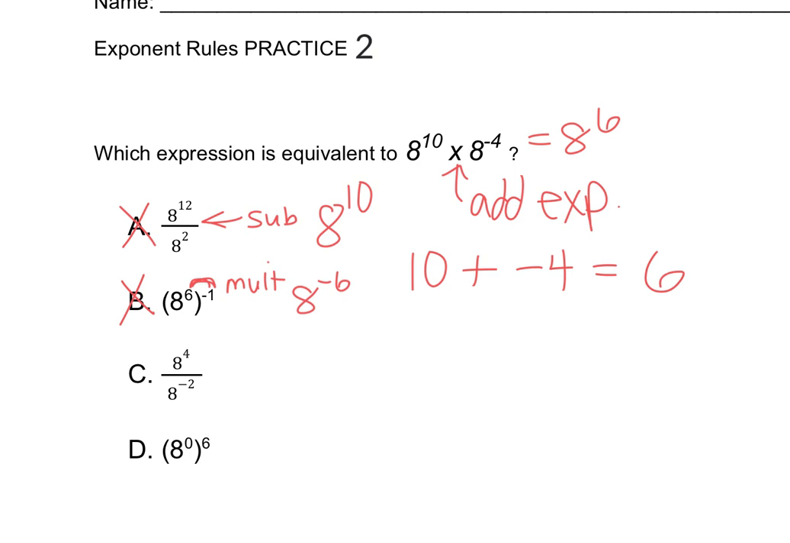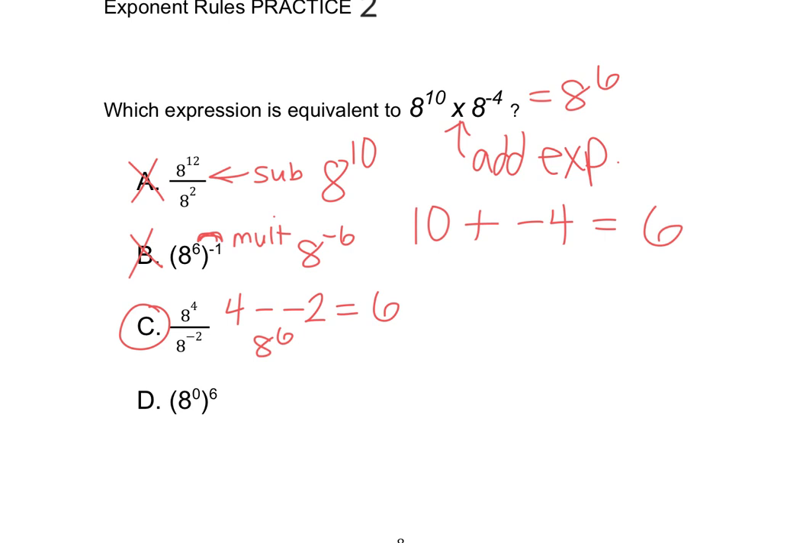Letter C, it's another division problem, so I'm going to subtract. Again, we want to make sure we use a calculator. This is 4 minus a negative 2, which is actually a positive 6. So this gets me 8 to the 6th power. So it looks like it could be that one.